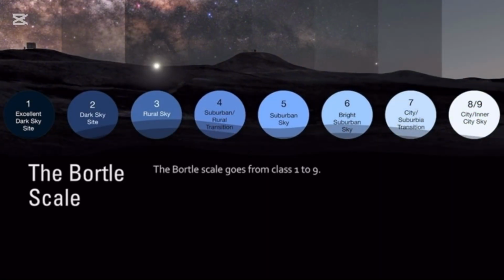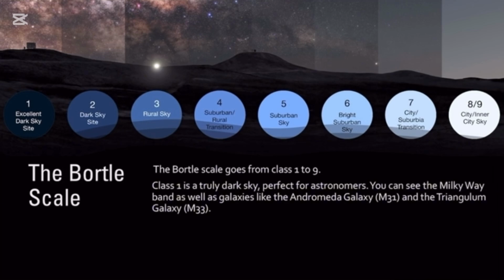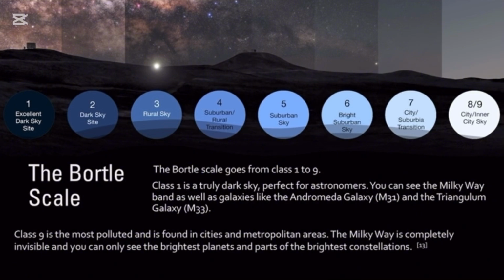To help us understand how to compare the severity of light pollution between places, astronomer John E. Bortle created the Bortle scale. The Bortle scale goes from class 1 to 9. Class 1 is a truly dark sky perfect for astronomers. It features the Milky Way in all its glory, as well as galaxies like the Andromeda Galaxy and the Triangulum Galaxy. Class 9 is the most polluted and is found in cities and metropolitan areas. The Milky Way is completely invisible and you can only see the brightest planets and parts of constellations.